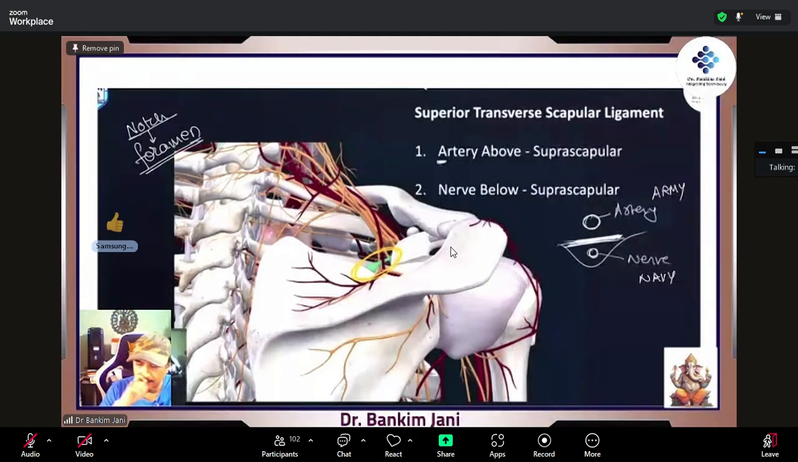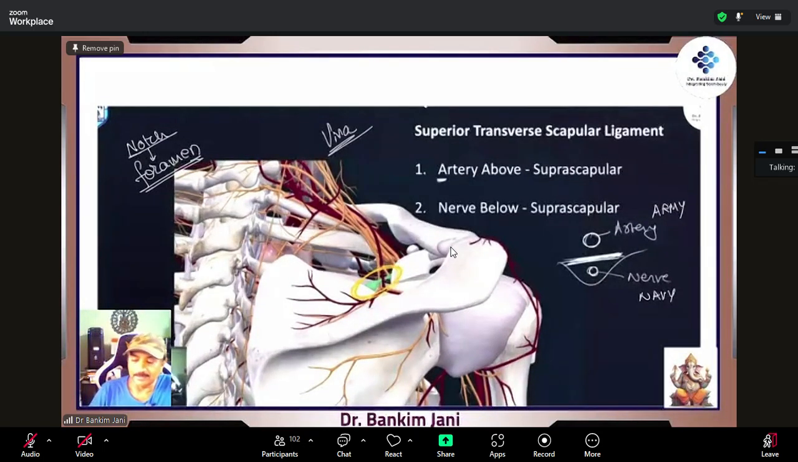Now quickly, we just go through some of the ligaments. In fact, this is one viva question. You'll be asked what the superior transverse scapular ligament is. There is the scapular notch. Anything like this is called a notch. Next time, we'll be watching only the bones. So this is the scapular notch. This notch is converted to a foramen by this ligament. So this ligament will convert it into a foramen.